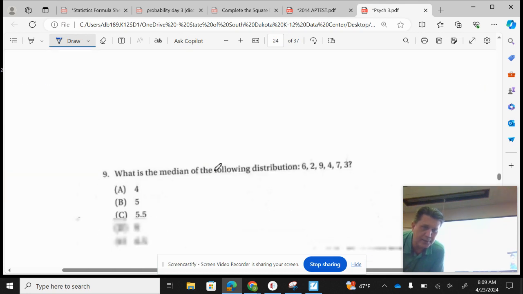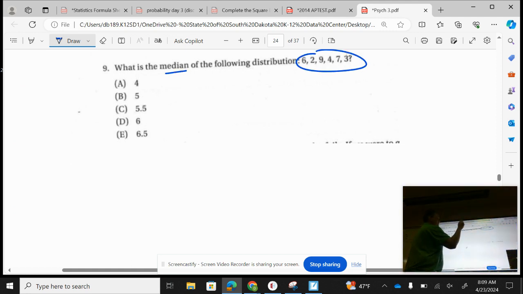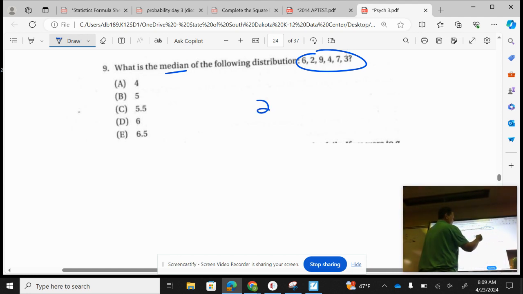Oops, I don't know what happened here. All right, this is the one I was looking for. What is the median of the following? Remember, when you're doing the median, you have to put them in order. So you have to say my lowest number, next lowest, next, keep going, 6, 7, 9.